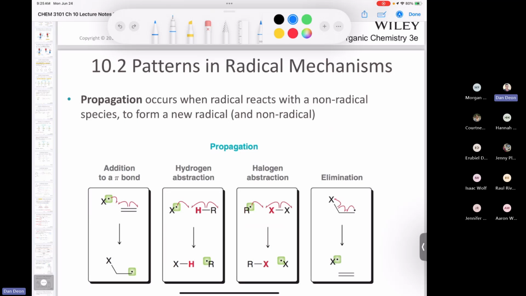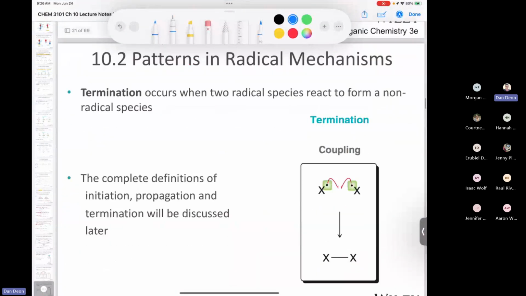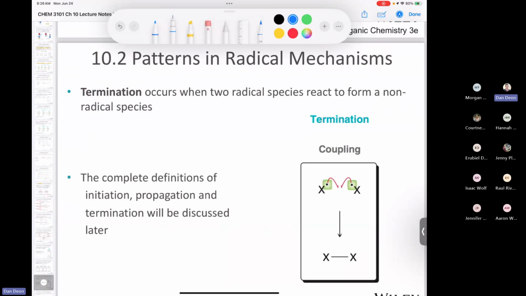But then when we talk about propagation, what do addition to a pi bond, hydrogen abstraction, halogen abstraction, elimination, what do they all have in common? I guess this isn't the order they had them in the book, but anyhow, what they all have in common is that you start with a radical somewhere, and you end with a radical somewhere. Okay, so that's what propagation is. And then termination, you can probably figure that one out. It's when you have 2 radicals, and then you end up with something that is not a radical.